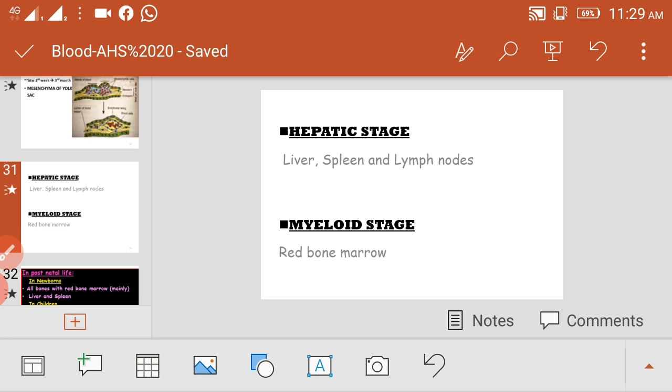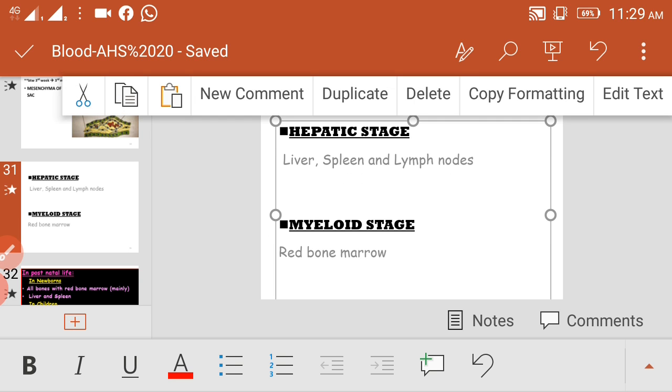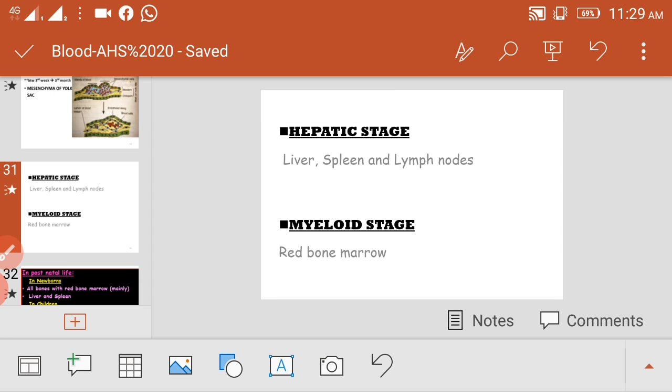Then the hepatic stage, so it is developing from the liver, spleen and lymph nodes. Then at the end, the myeloid stage, that is after 8 months, so it is developing from the red bone marrow.